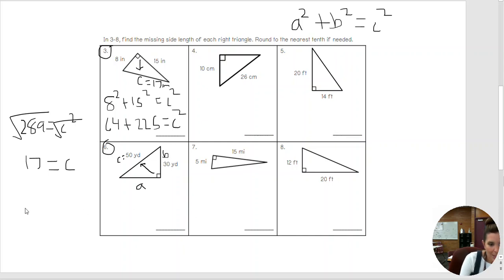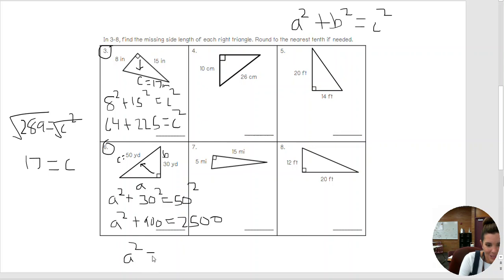So when we write this out in the Pythagorean theorem, we're going to say a squared plus, instead of the b, we know that's 30, equal to c squared, which is 50. So now we have a squared plus 900 is equal to 50 squared, which is 2,500. And then when we subtract 900 from both sides, we're going to get a squared equals 1,600.